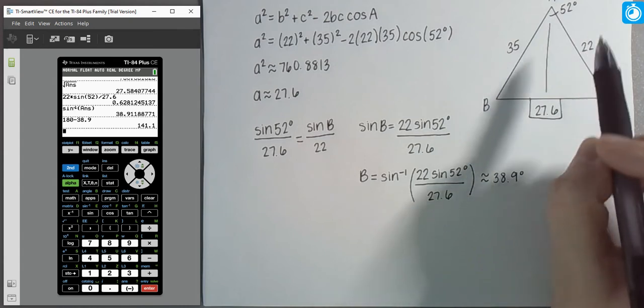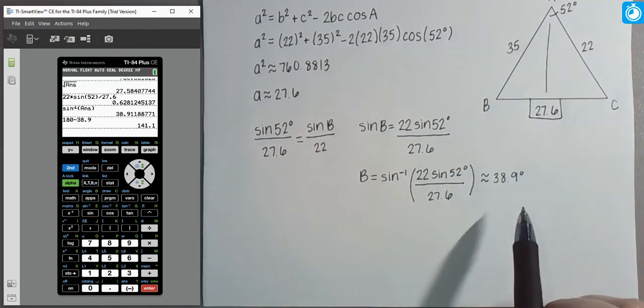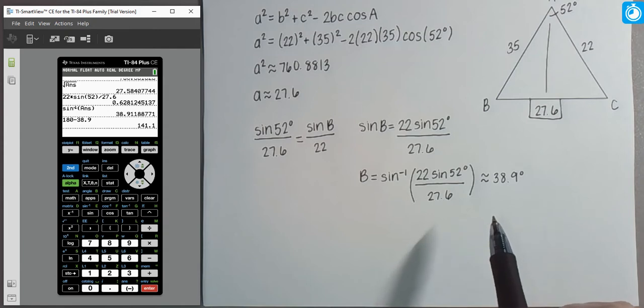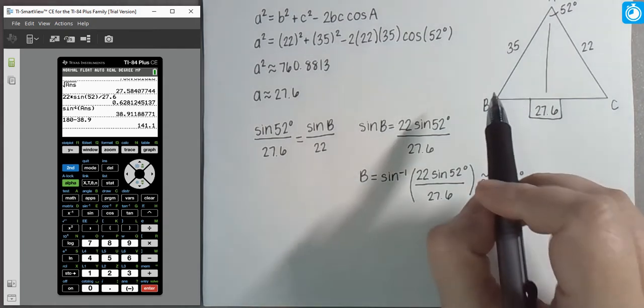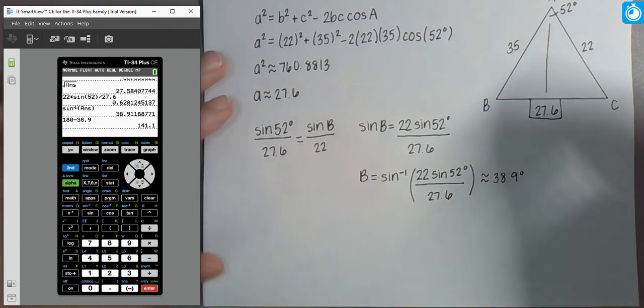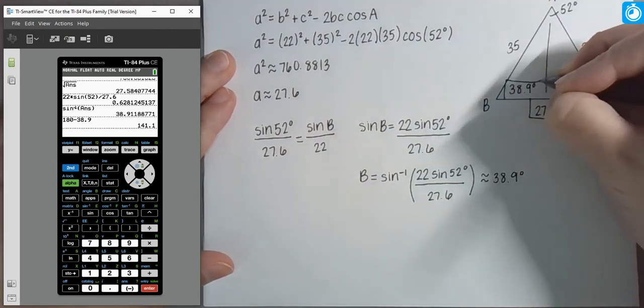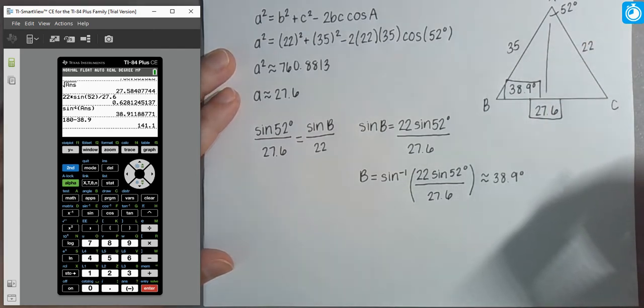So we know that side B is going to be the smallest side, so angle B also has to be the smallest angle. If we're saying that angle B is 141.1 degrees, well, that's definitely going to be the largest angle in the triangle, and the largest angle cannot be opposite the smallest side. So 141.1 degrees does not work. You're not going to run into two triangles in these particular kinds of situations. So angle B is going to have to be the angle we get from the inverse sine, so 38.9 degrees.